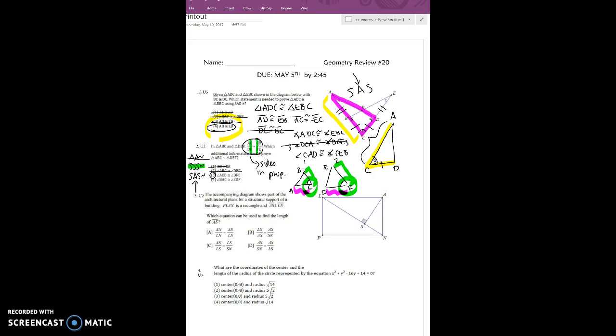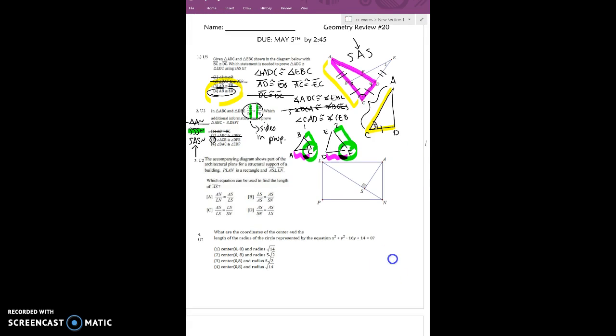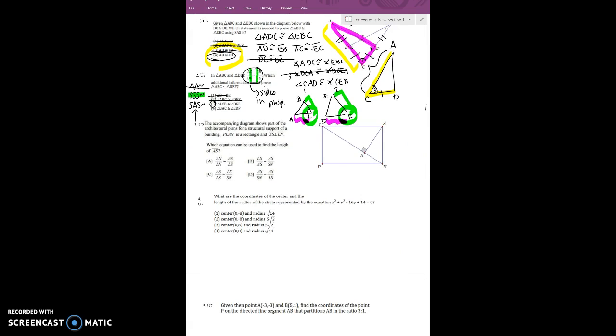All right, this guy here. We have the accompanying diagram shows the parts of architectural plans for a structural support of a building. Plan is a rectangle, so right off the bat, I know that I have 4 right angles. And it says which equation can be used to find AS. All right, so here's what I'm looking for. I'm looking for AS. I'm looking for this guy right here.